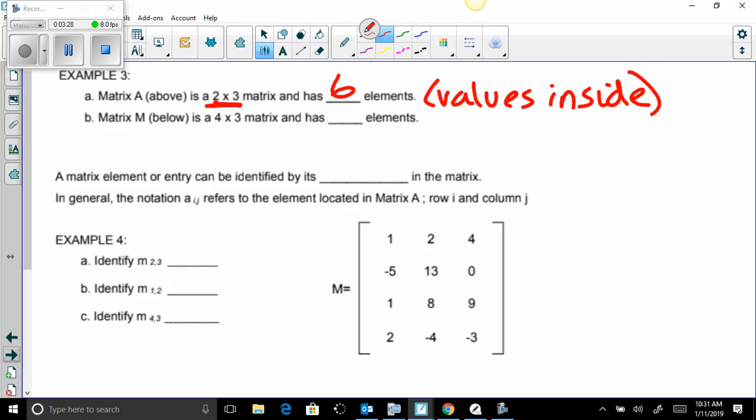Matrix M, which is below this, is a 4 by 3. How many elements does that have? Multiply those two together. It has 12 elements, 12 values inside of that matrix.